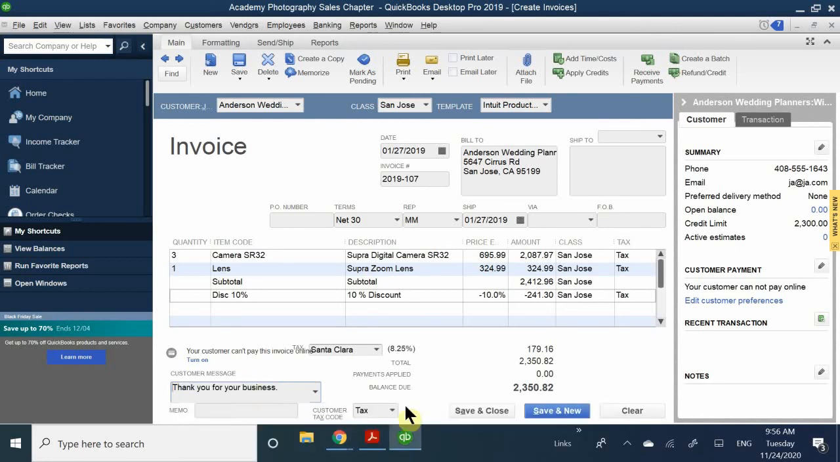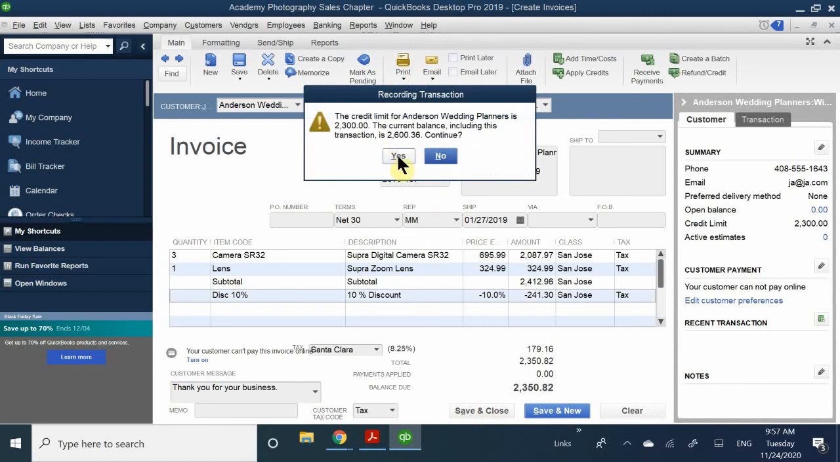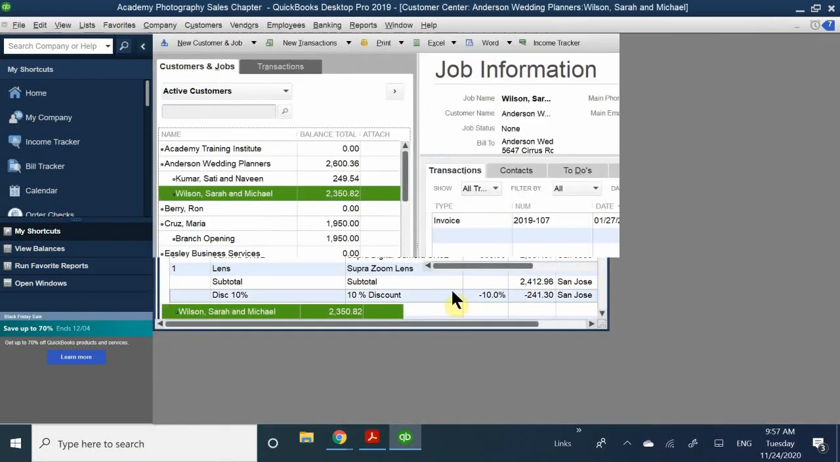Okay, so again, thank you for your business. We have the proper tax, Santa Clara. Okay, so here this person went from $2,400 now down to $2,300. Okay, so that's how you apply a discount. And I'm going to go ahead and save and close. All right, make changes, yes.